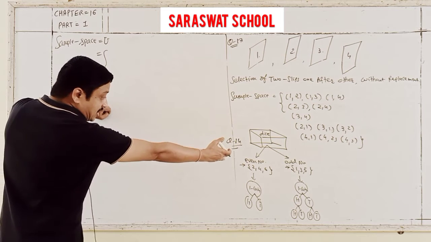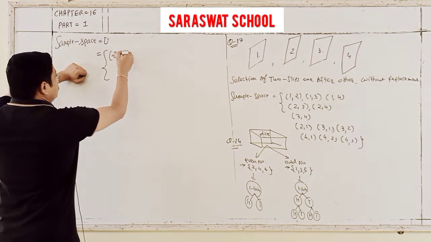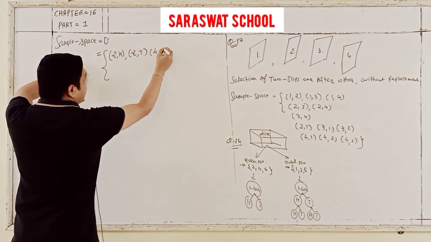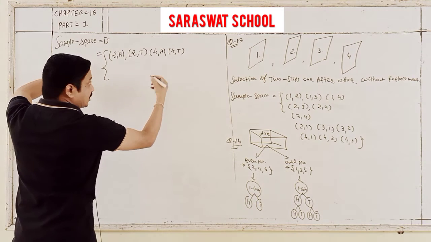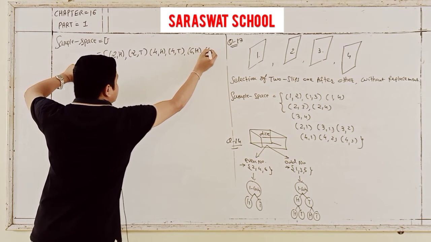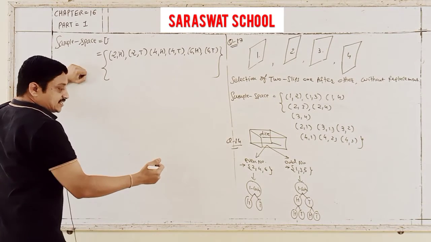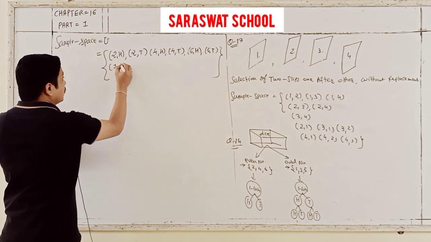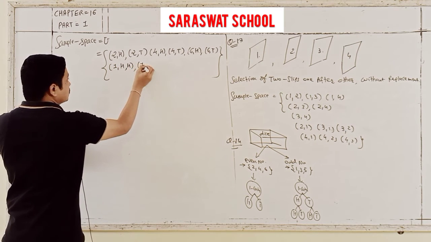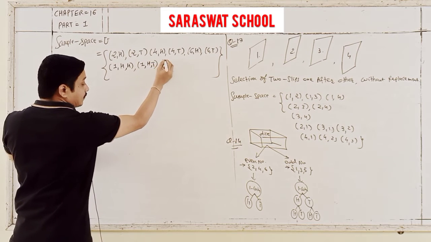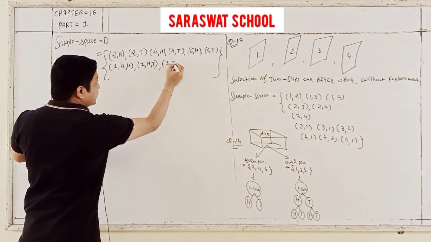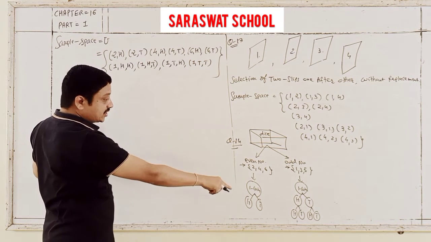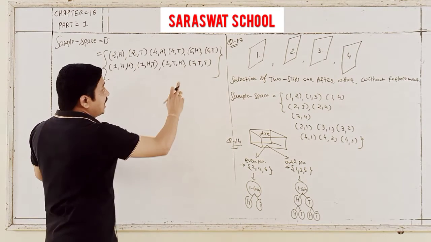Perfectly, I will write down here 2H, 2T, 4H, 4T, 6H, 6T. Now that side: 1HH, 1HT, 1TH, and 1TT. Again 1HH, 1HT, 1TH, 1TT, and one more after that.